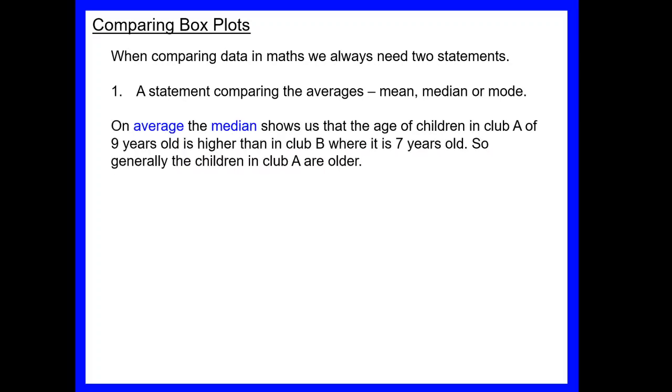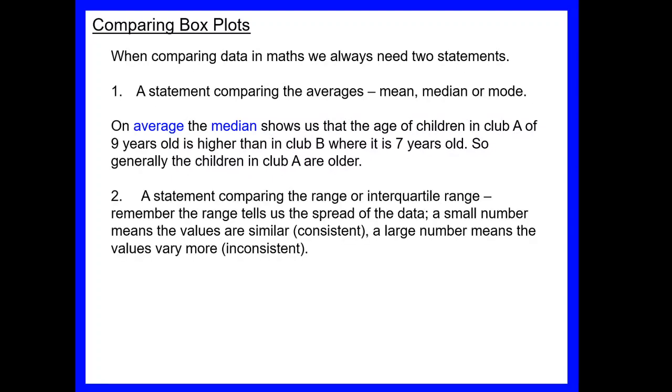So an example of our statement might be, on average, the median shows us that the age of children in Club A of 9 years old is higher than in Club B, where it is 7 years old. So generally the children in Club A are older. So you'll notice I've included some key words there, the word average and the word median, so that we know which average it is I'm talking about. Also included some of the values that we found, so 9 years old and 7 years old. And finally, a statement of what that actually means to us.